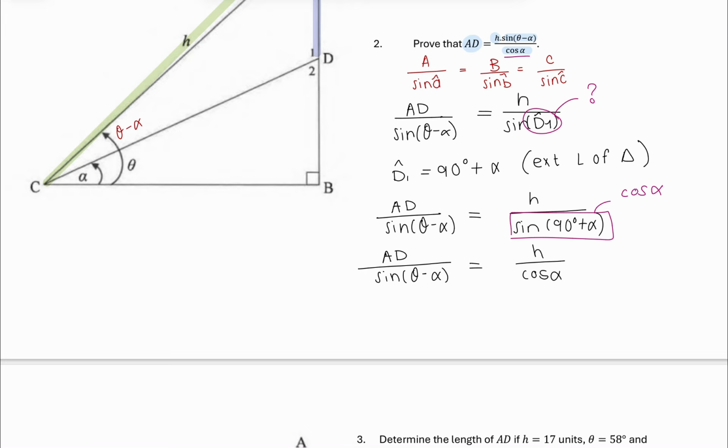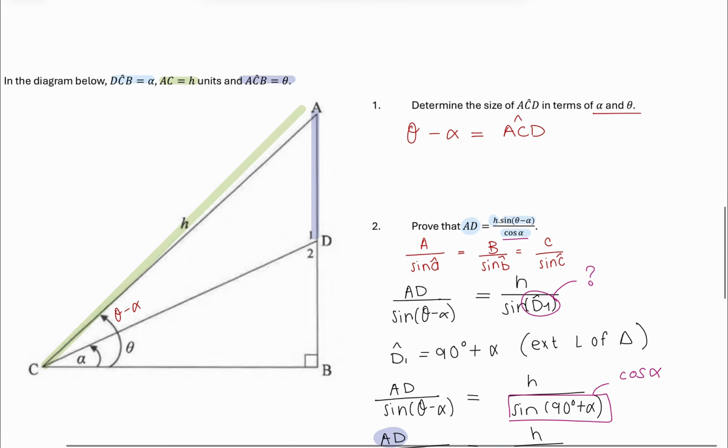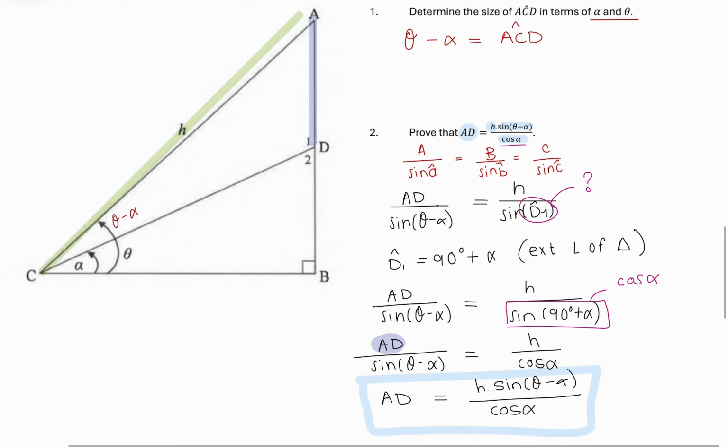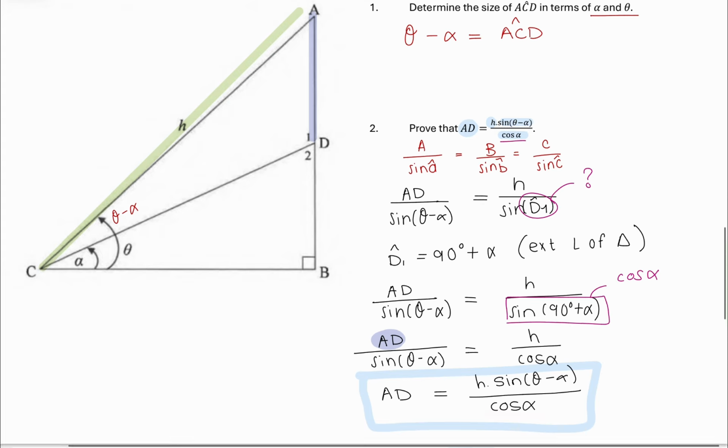And now they asked us for AD. So that means we need to multiply the other side by that sine theta minus alpha. And now we have what was required. Okay, we've just proven it. If we go look, they asked us AD must be H sine theta minus alpha over cos alpha. All right, so hopefully that has clarified this question. We need to move on to question 3.